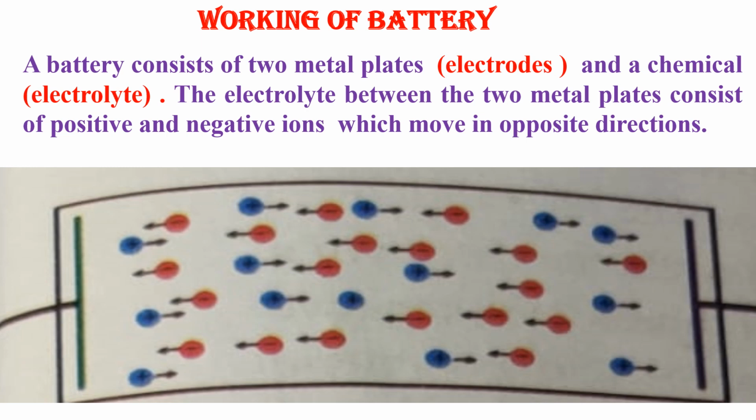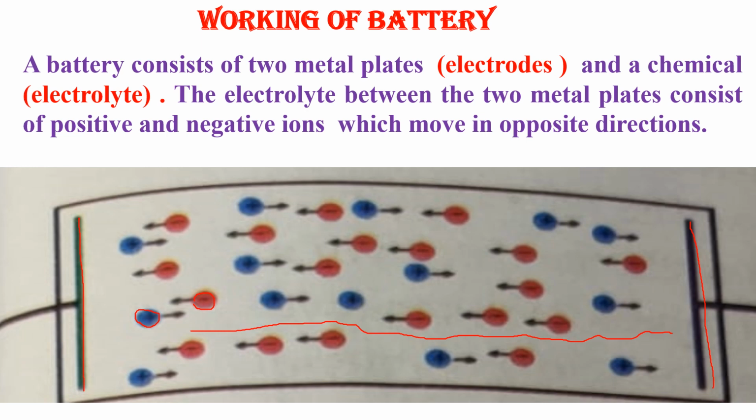So, as I told you earlier, these are metal plates, which are called electrodes. And this is the chemical in the battery. This whole white place, you can imagine it as the chemical in the battery. And this is a negative ion. The red color balls are negative ions and the positive ions are blue in color.